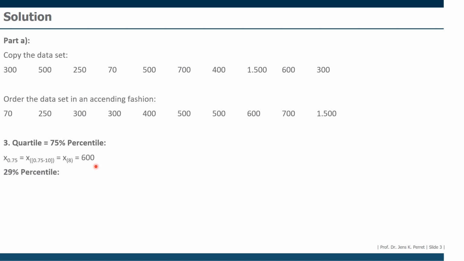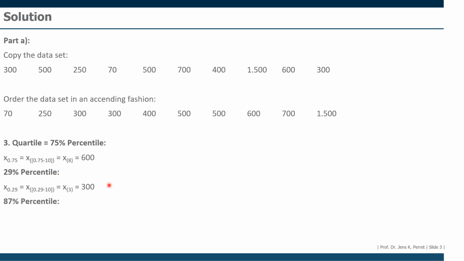Then I've been asked about the 29% percentile. So I'm doing the same thing I did before, but instead of 0.75, I'm going to use 0.29. In this case, I'm going to get 2.9, rounded up, gives me 3. So I'm going to check out value 3, which is 300. So 300 is the 29% percentile.